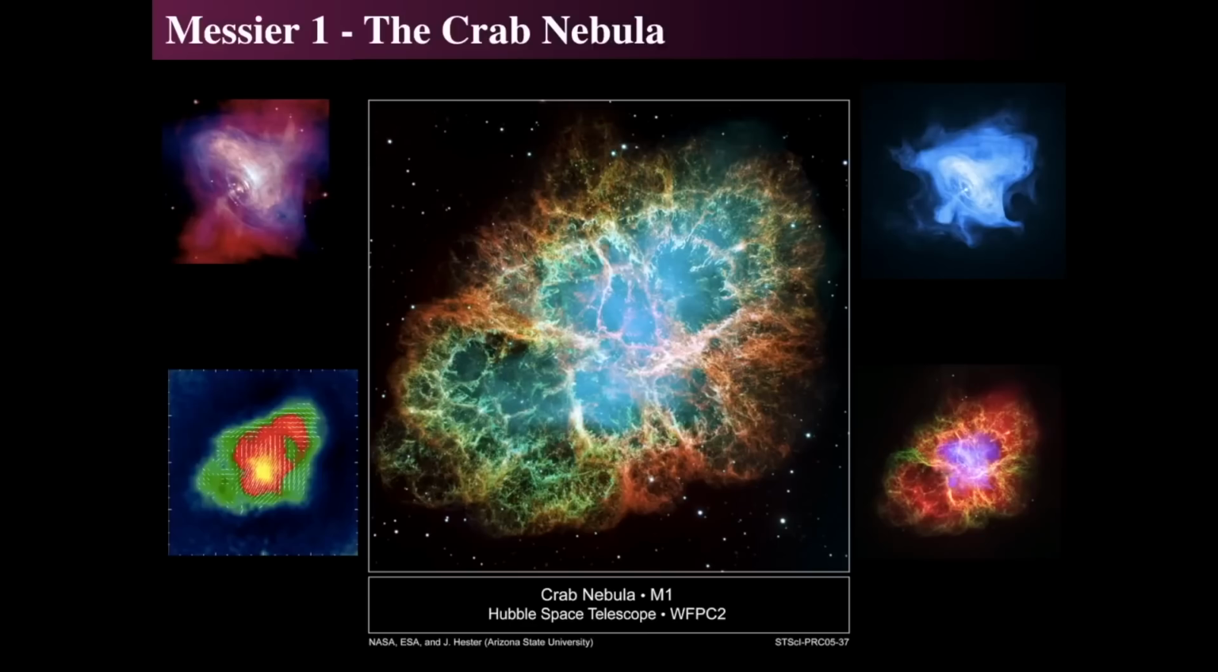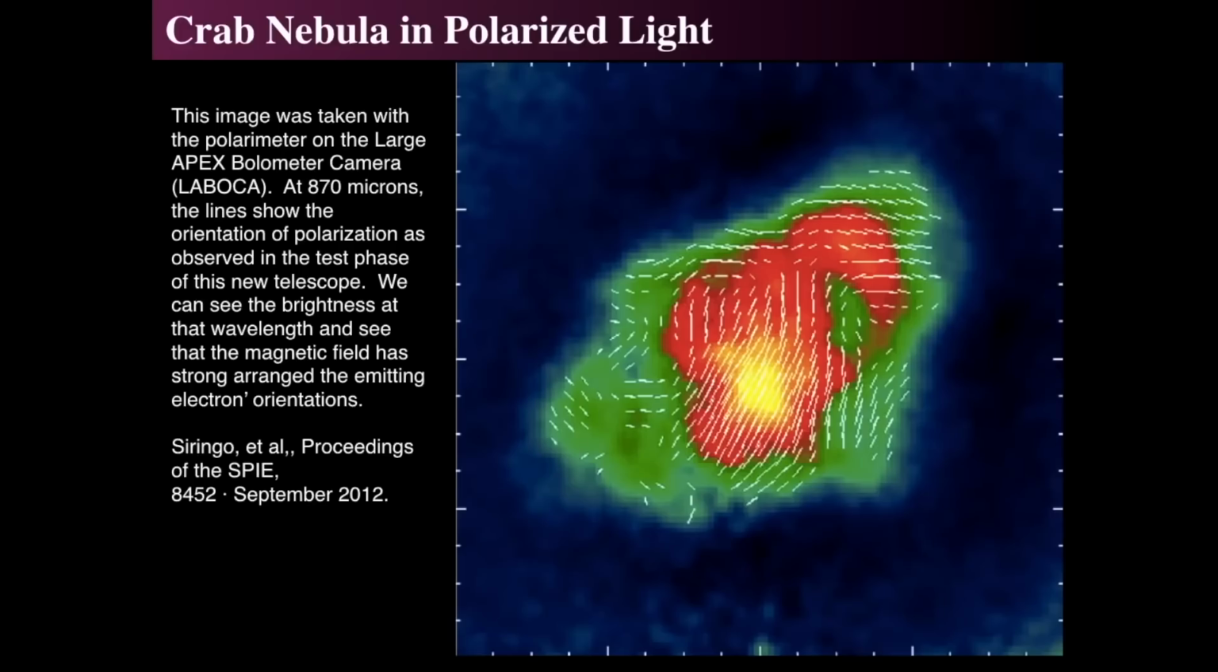And then if you take an image and put a polarimeter inside it and look at sub-millimeter wavelength, which is much, much longer than infrared, and that's what you get in the lower left. And you get a polarized image of it. And the polarimetry gives you the fact that there's a strong magnetic field. So let's look first at the polarized image. This was taken with a large apex bolometer camera at 870 microns.